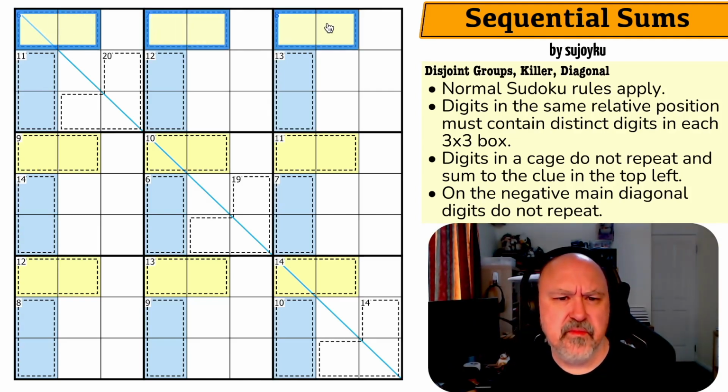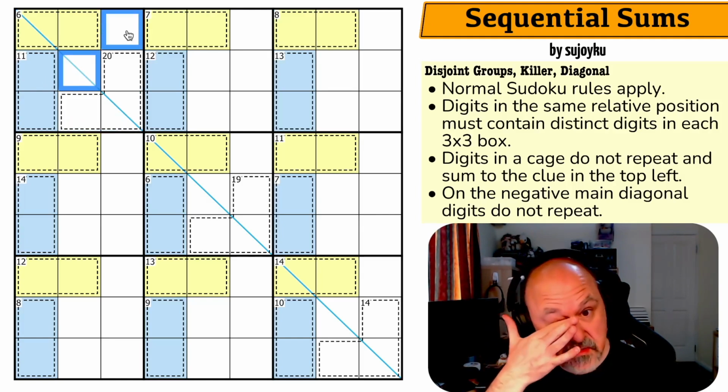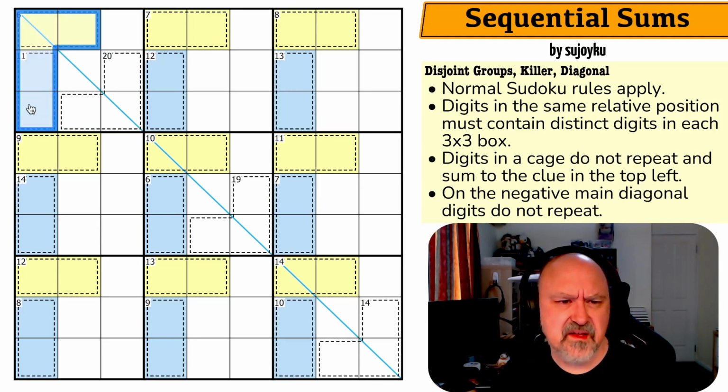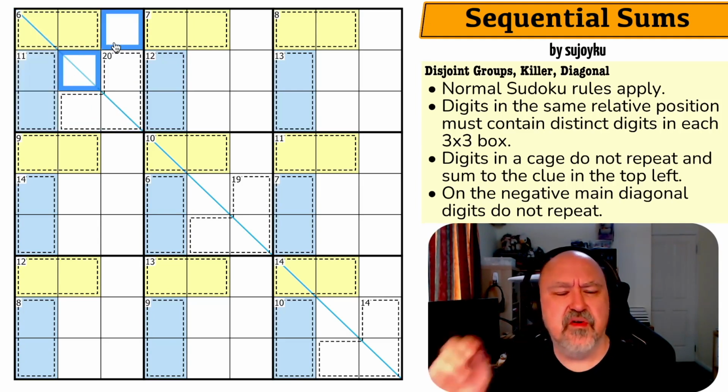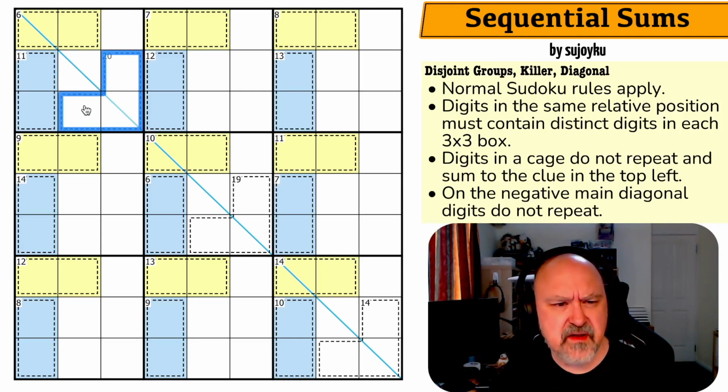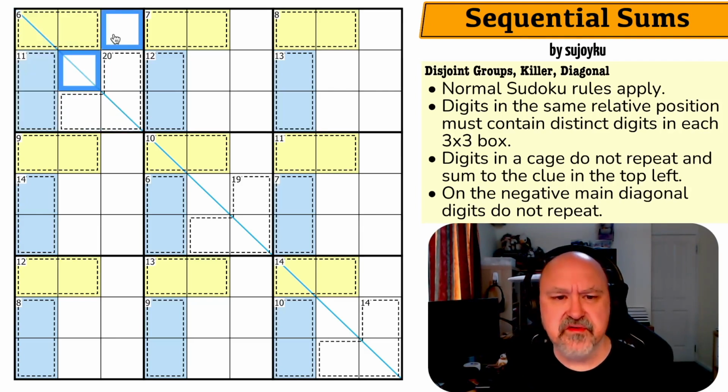These sum to 31. Is it something to do with these two digits? Because 6 plus 11 is 17. These are 37. So those digits there sum to 8. Wait a minute. Is that right? 31, 37. Those two digits are 45 minus 37. Those two digits sum to 8.